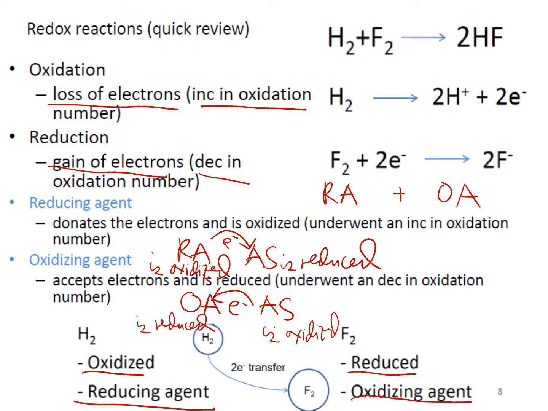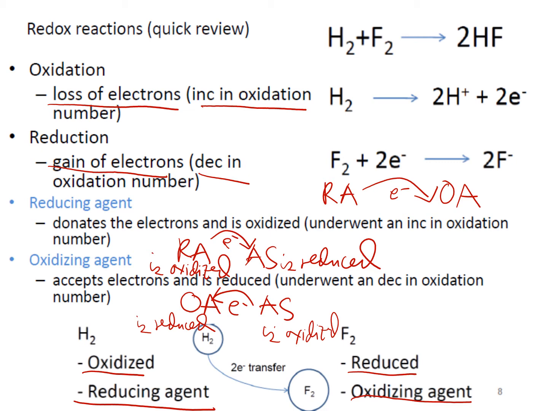So basically the interaction between our RA and OA. So the RA donates electron to the OA. Okay? RA donates electron to OA. After that, after accepting electron, our OA, our oxidizing agent, is reduced. And our RA, after it gives electrons, it is oxidized. Okay? So that's basically the reaction between oxidizing agent and reducing agent.